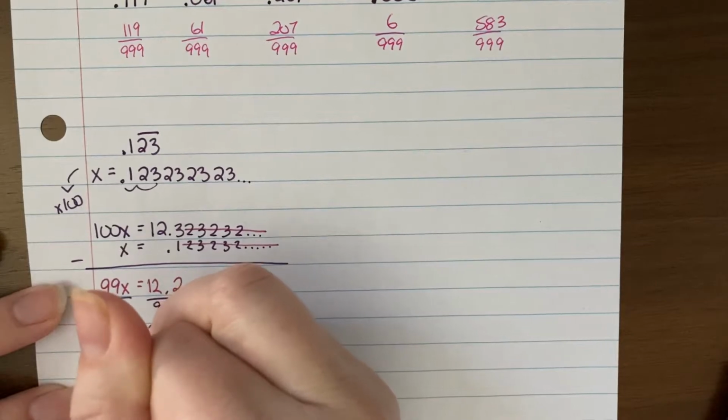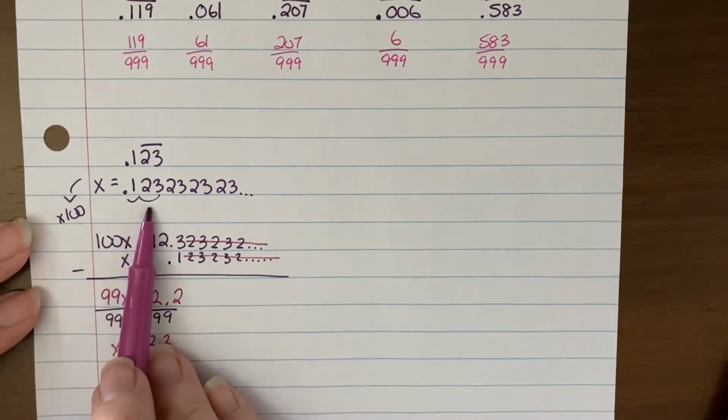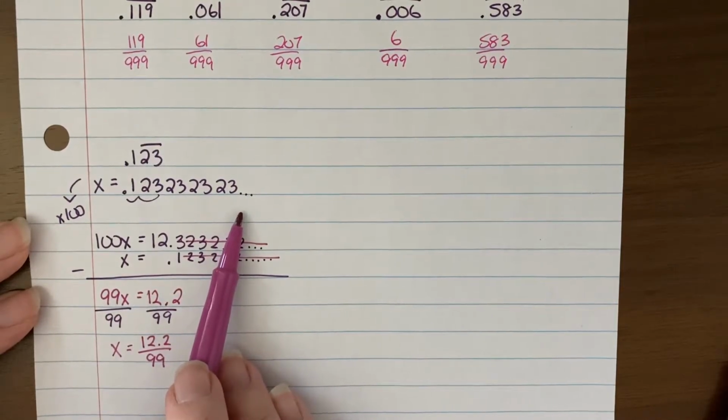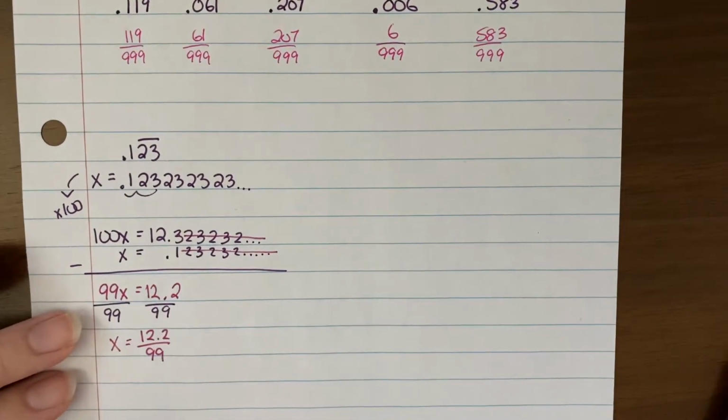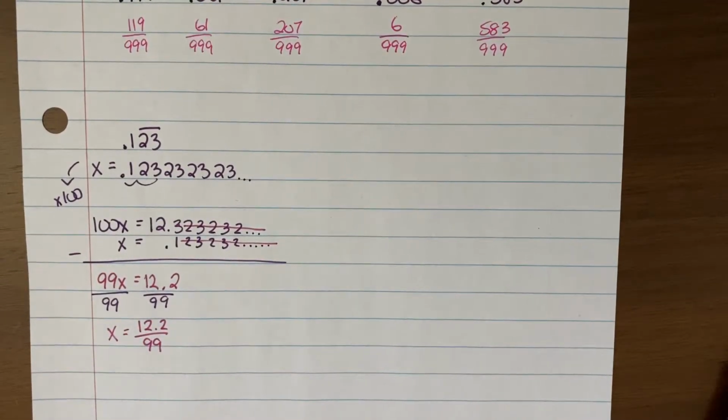Look, I have a fraction now. Before, x equaled 0.1232323, repeating forever and ever. Now x equals 12.2 over 99. I have turned it into a fraction. And all I did was use the rules of algebra that state, do something to one side, you have to do it to the other side. If I add or subtract equations that are equivalent from each other, I get a third equivalent equation, and that helped me end up with a fraction.